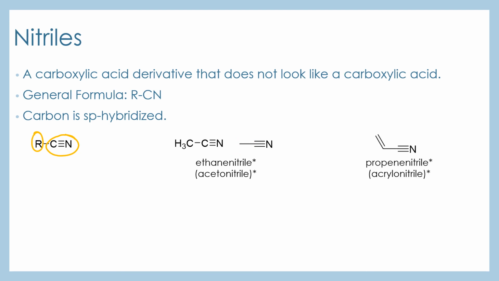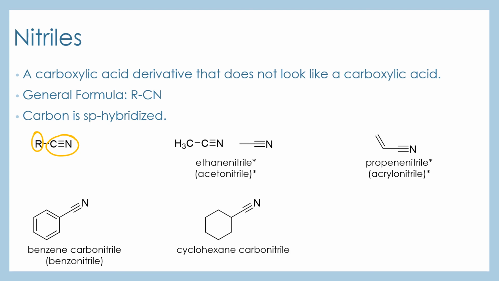This compound is propene nitrile, or more commonly known as acrylonitrile. This is a common monomer used in polymer synthesis. This is benzene carbonitrile, also known as benzonitrile. And this is cyclohexane carbonitrile and butane nitrile.